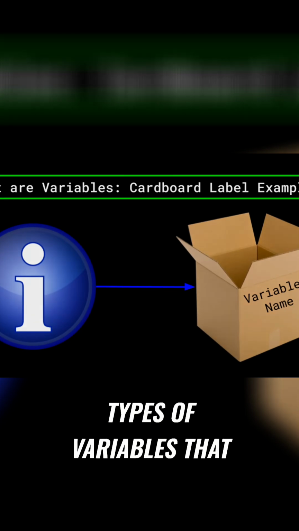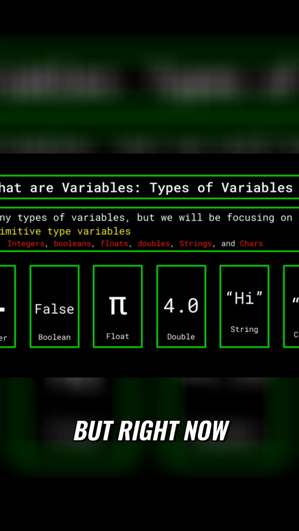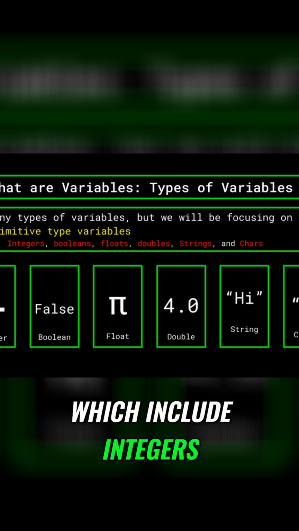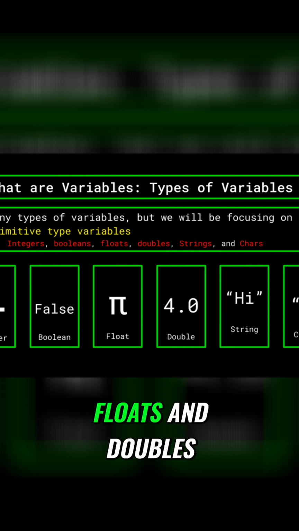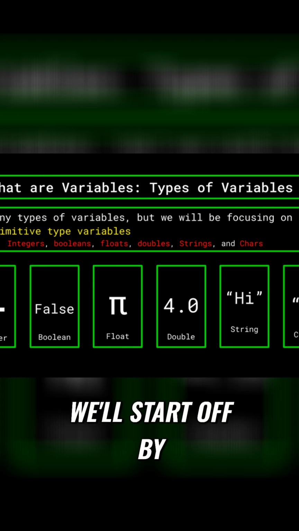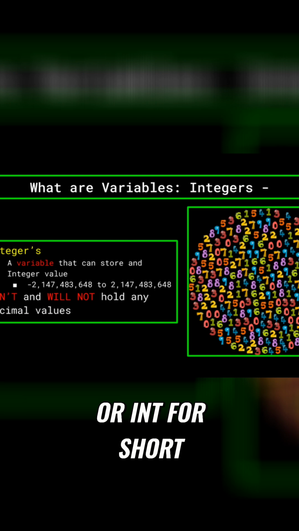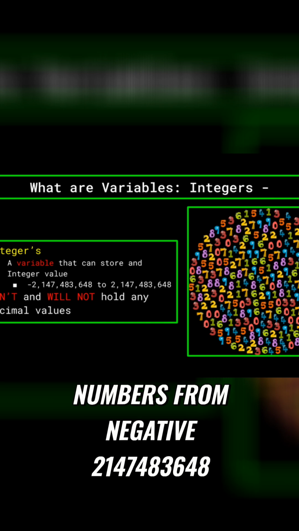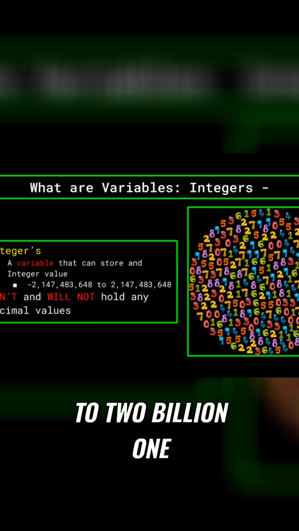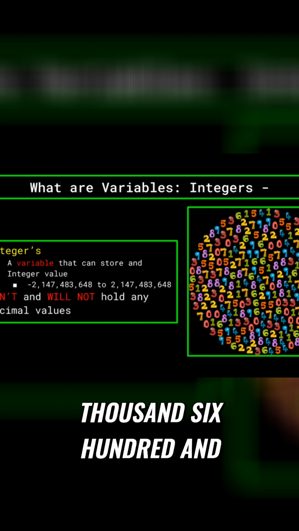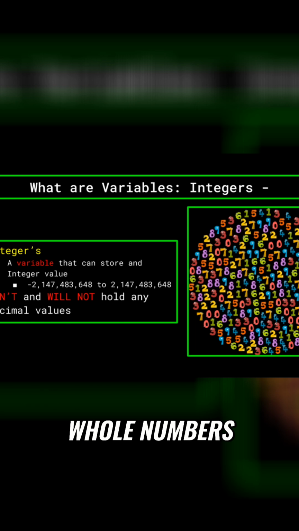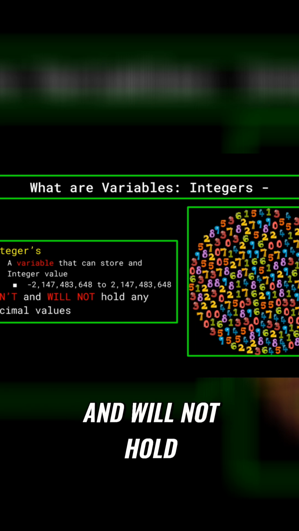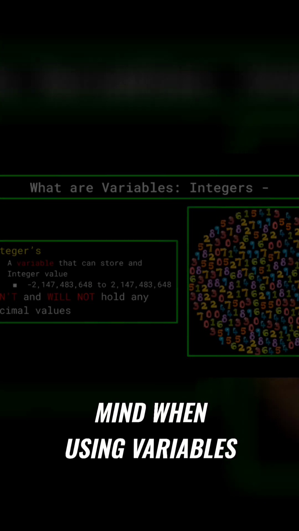Now, there are many different types of variables that a programmer can use, but right now, we will just be covering what are called primitive variables, which include integers, booleans, floats and doubles, strings, and characters. We'll start off by talking about an integer. An integer, or int for short, is as simple as it sounds, a variable that can store an integer value. This includes all whole numbers from negative 2,147,483,648 to 2,147,483,648. Notice how I said whole numbers. Integer values can not and will not hold any decimal values, so keep that in mind when using variables.